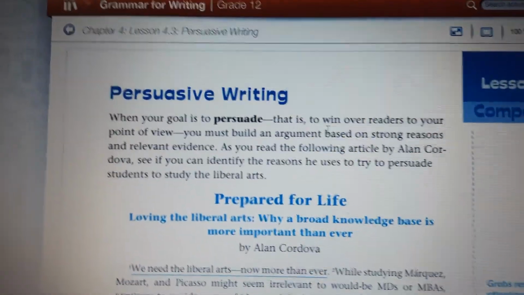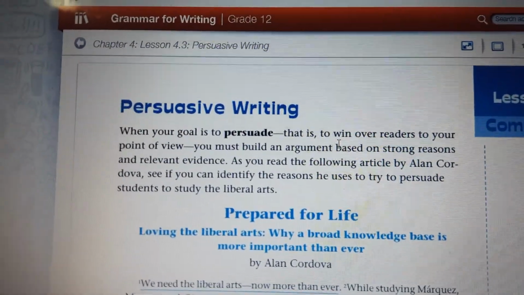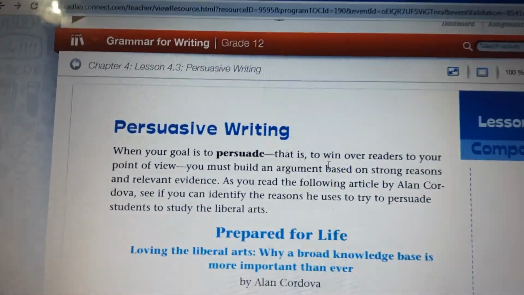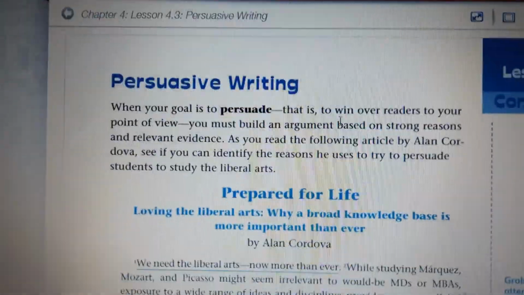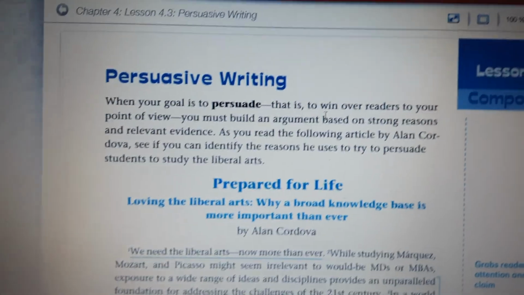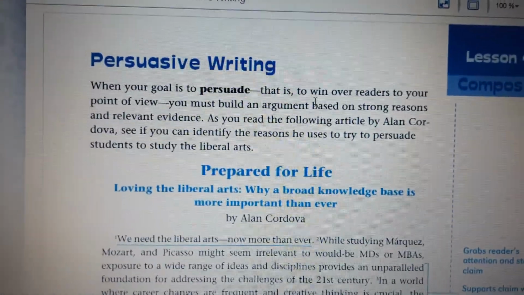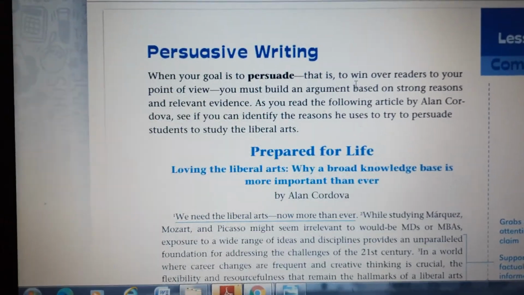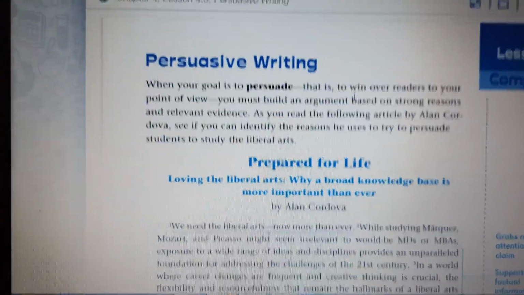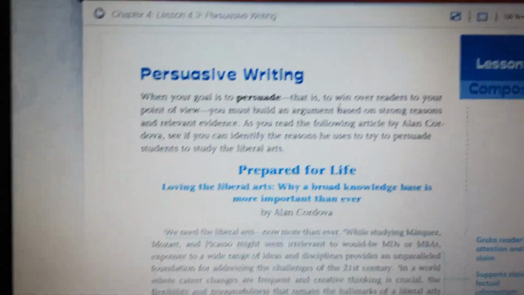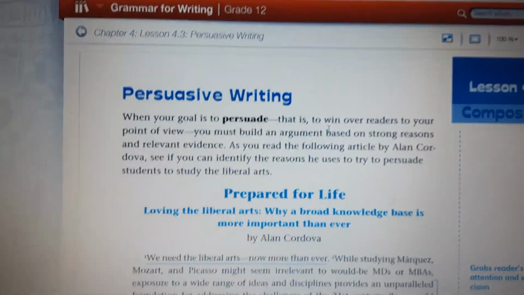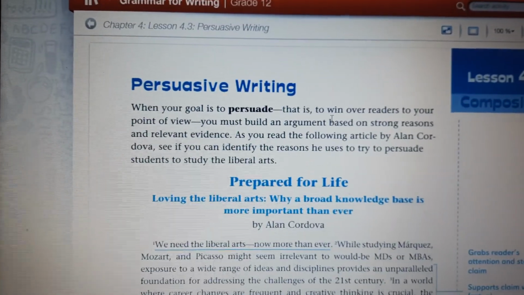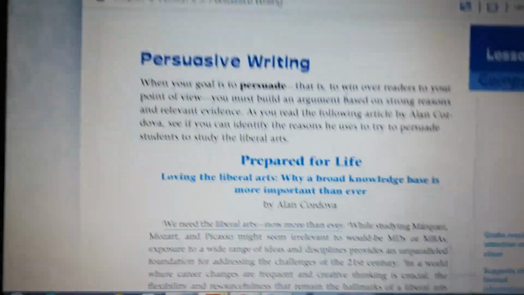Today we're going to talk about persuasive writing. I have talked about it and explained it, but today we're going to talk more about this one. I'm going to give you the strategies and methods that you should follow to write a good persuasive essay or persuasive writing, okay? But first, let me tell you just what persuasive writing is.